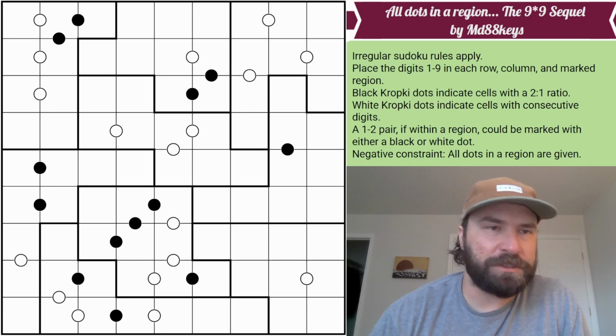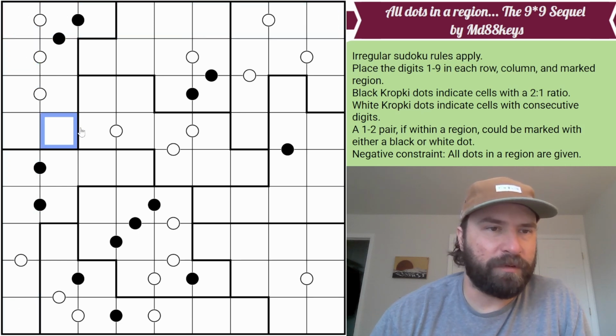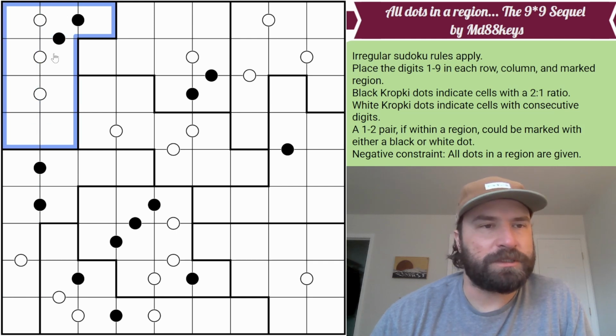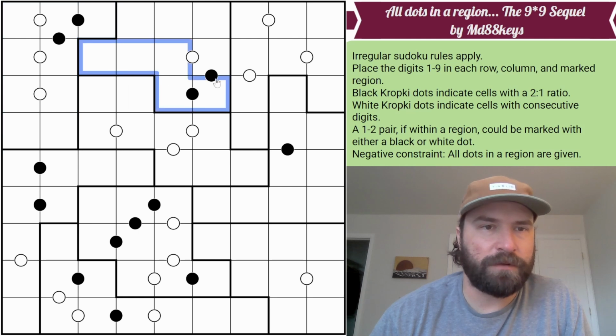That means we need the digits 1 through 9 in every row, every column, and typically you have 3 by 3 boxes in Sudoku, but today they're like these oddly drawn regions, and these regions are going to have the digits 1 through 9 as well. So like this one, this is another shape that's drawn.